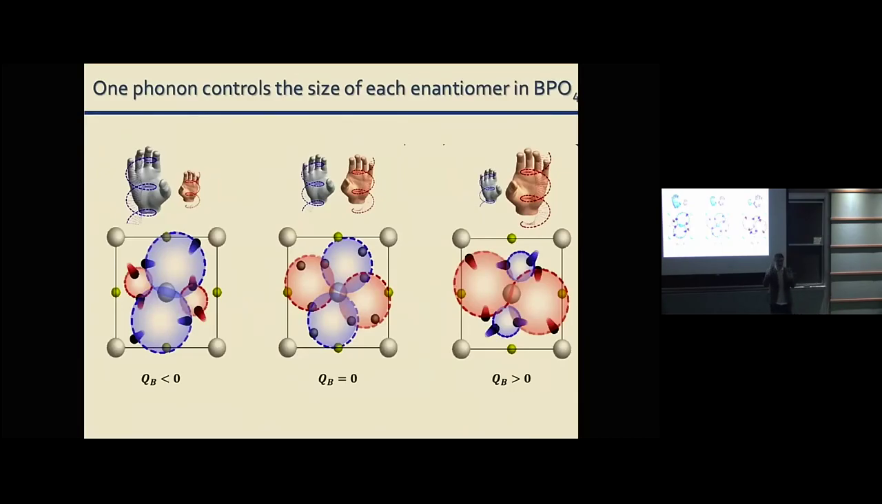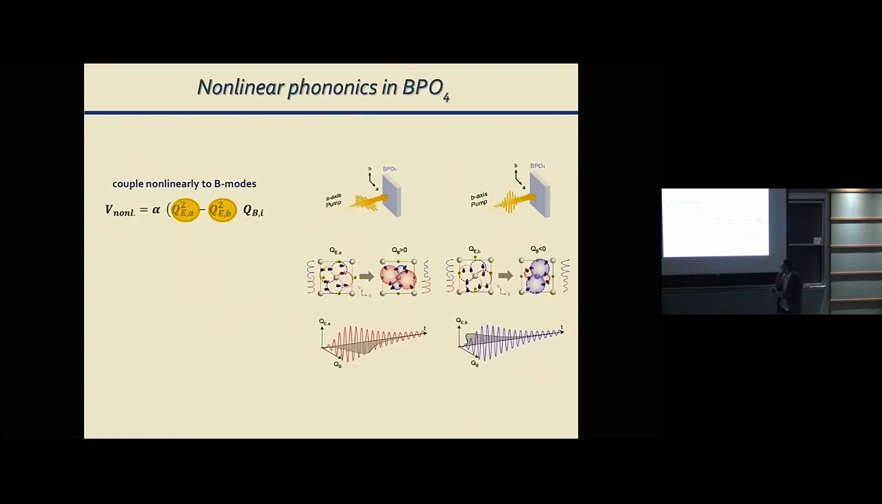So you don't really have to break these symmetries. You can make an achiral crystal chiral. What's great about this is that if you look at the nonlinear phononic problem, this is my Q_B, this is a force, this is my Q_B phonon that I want to displace. And this can be displaced by driving, by shaking, either one of two doubly degenerate modes of E symmetry.